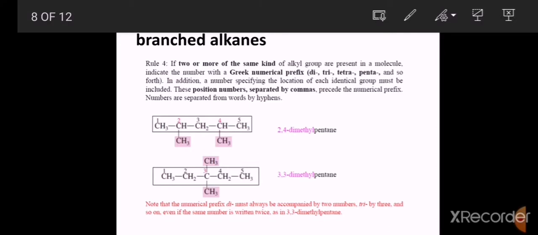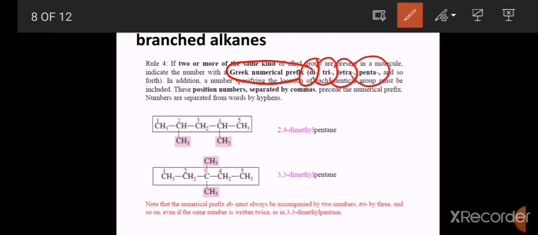Okay, rule number 4. If there are 2 or more of the same kind of alkyl, so paano ito? Pag pare-parehas at madami ang inyong substituent or alkyl group na naka-attach sa parent chain, gumagamit tayo ng Greek numerical prefix. So kapag dalawang parehas, gagamit tayo ng di. Pag tatlo yung parehas na alkyl, tri. Pag 4, tetra, at pag 5, penta, and so on.